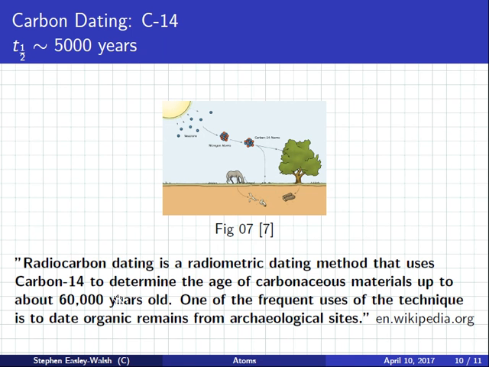So radiocarbon dating is a radiometric dating method that uses carbon-14 to determine the age of carbonaceous materials up to about 60,000 years old. One of the frequent uses of the technique is to date organic remains from archaeological sites. What's organic? Anything that's alive. What are archaeological sites? The sites where people dig for history.